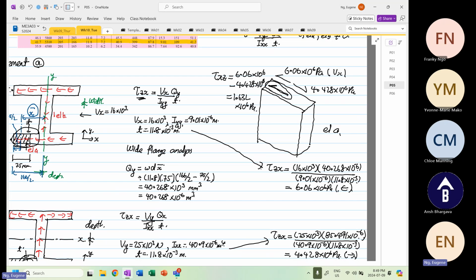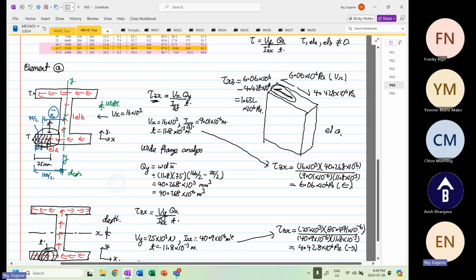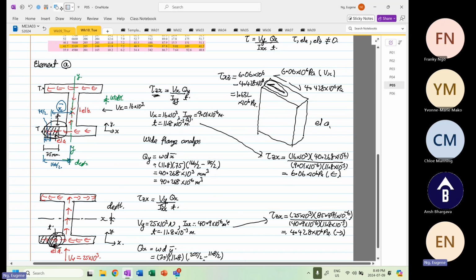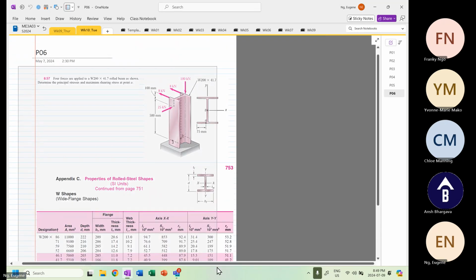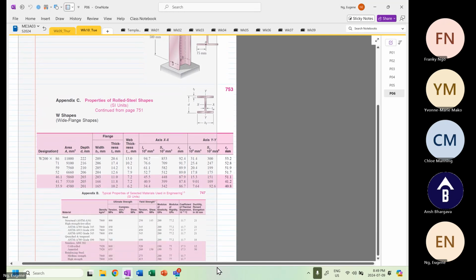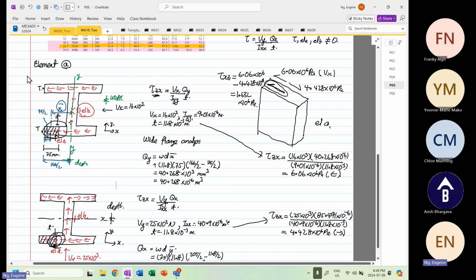Okay. Now element B is not that difficult. For element B, we don't need to do so much calculation. So if we look at element B, for this case, it is equal to 0, right? Okay, so now I'm going to do element B. Let me get rid of this. Right. So I'm going to copy this diagram over here.